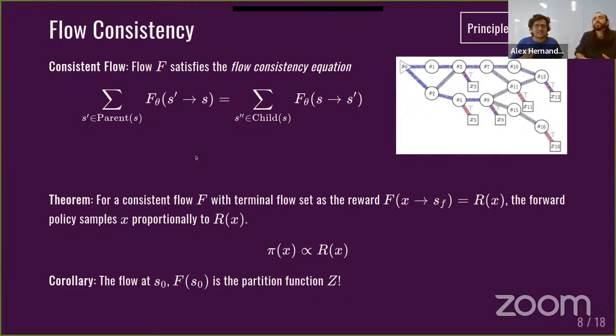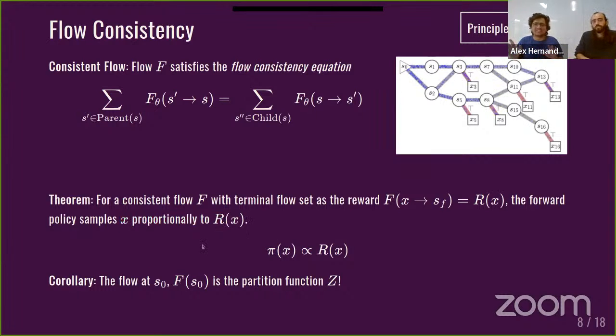Now the key result is that if we have a consistent flow, where the flow at the terminal states, which are essentially like our completed objects, the final objects in the trajectory, is set to the reward of those particular objects, then the forward policy which we defined earlier will construct an object X proportional to its reward. If the reward is high, it will be sampled more often. If the reward is low, it will be sampled less often.